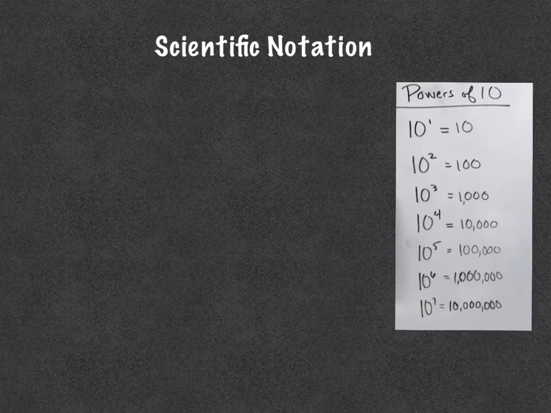Okay, today we're going to talk about scientific notation. So basically, when scientists are talking about things that are really far away, like in the solar system or in the galaxy or even in the universe, it's really complicated to remember all the right zeros.